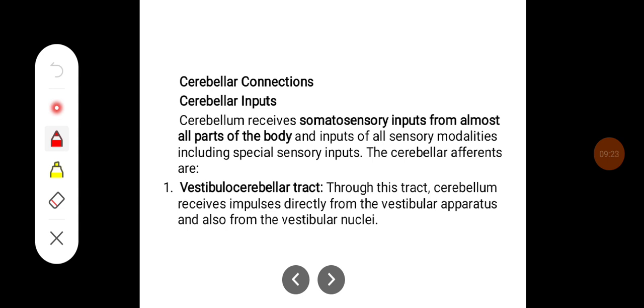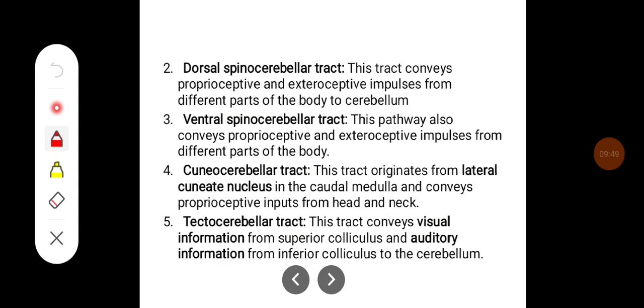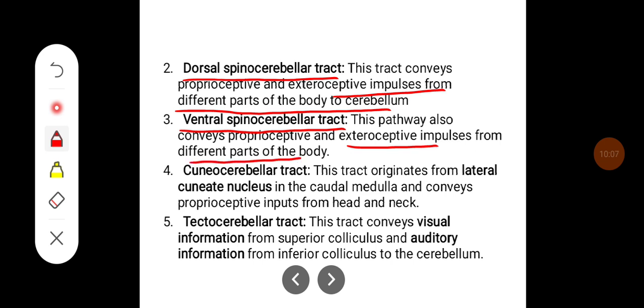Coming to cerebellar connections, the inputs to the cerebellum. The cerebellum receives somatosensory inputs from almost all parts of the body and inputs of all sensory modalities, including special sensory inputs. The cerebellar afferents are mainly the vestibulocerebellar tract. Through this tract, the cerebellum receives impulses directly from the vestibular apparatus and also from the vestibular nuclei. Dorsal spinocerebellar tract conveys proprioceptive and exteroceptive impulses from different parts of the body to the cerebellum. Ventral spinocerebellar tract also conveys proprioceptive and exteroceptive impulses from different parts of the body.